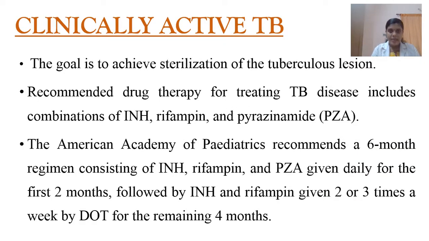And next is regarding clinically active tuberculosis. Here our main goal is to sterilize the gone foci. The recommended drug therapy includes a combination of isoniazid, rifampicin and pyrazinamide. According to the American Academy of Pediatrics, a 6-month regimen is usually given, which consists of isoniazid, rifampicin and pyrazinamide given daily for the first 2 months, followed by isoniazid and rifampicin given 2 to 3 times a week for a period of 4 months. So this is the treatment regimen of clinically active tuberculosis.